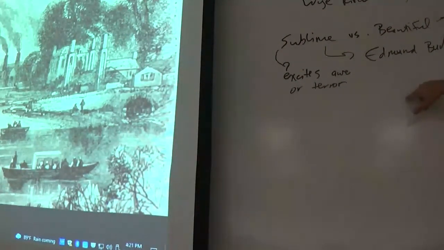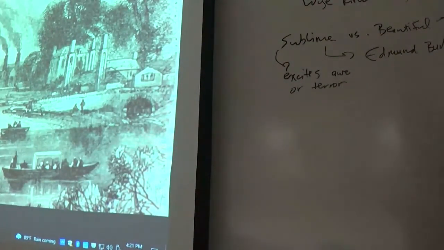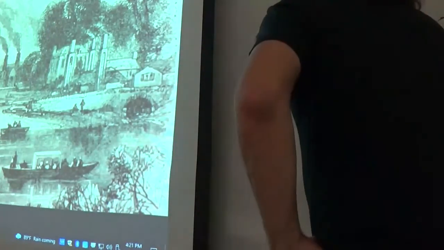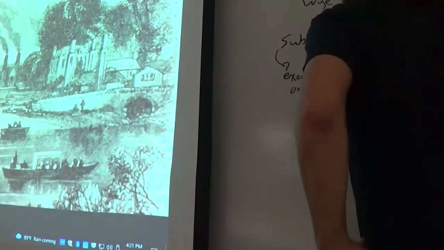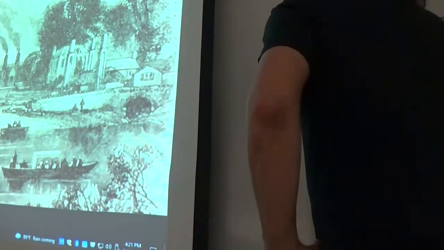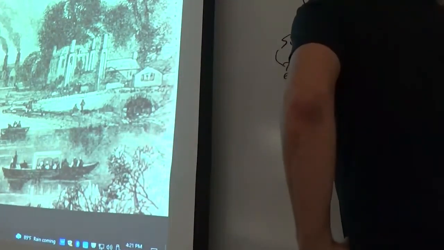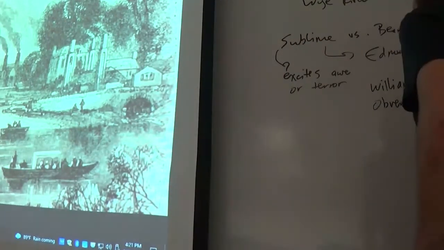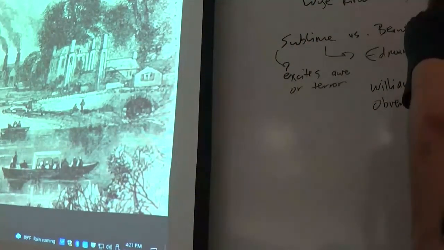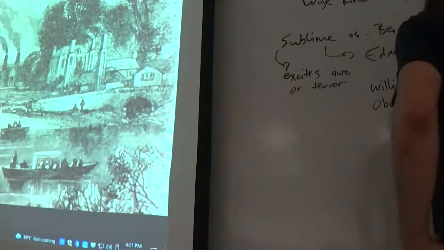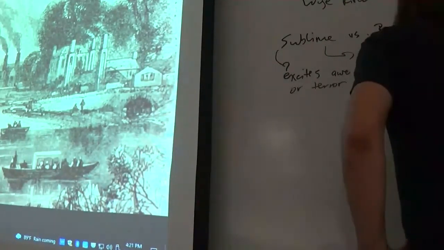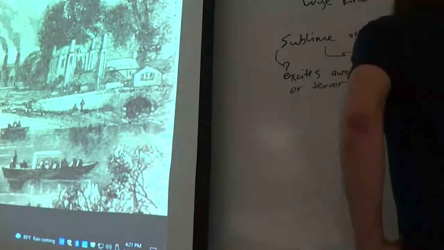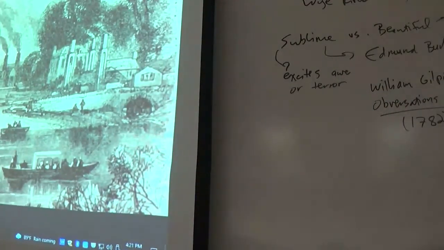So late 18th century thinkers, like the guy who really mapped out the Wye River tour, the writer William Gilpin, who in 1782 published a book called Observations on the River Wye, come up with an alternative that they call the picturesque.